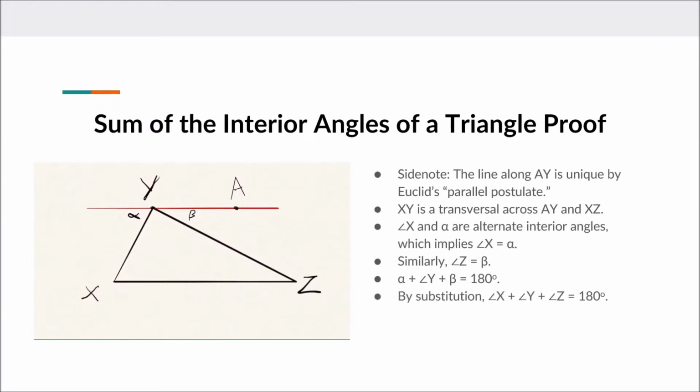Now using substitution, since alpha is equal to angle X and beta is equal to angle Z, we can say that angle X plus angle Y plus angle Z is equal to 180 degrees. And this concludes our proof.